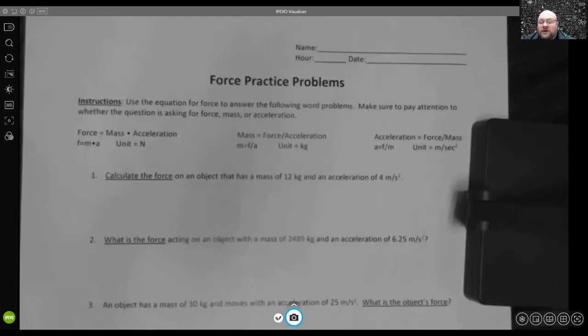But again, you do whatever is easiest for you as long as you turn them in. But let's go through this. First, let's notice at the top, we see the formulas here. Force equals mass times acceleration.